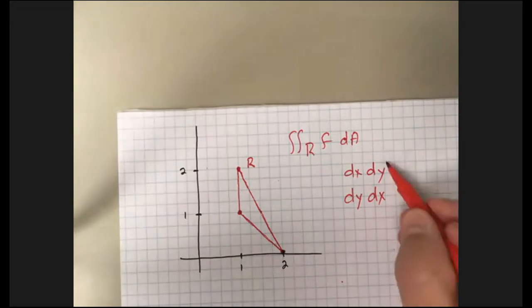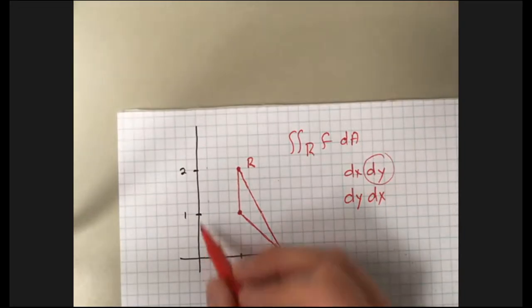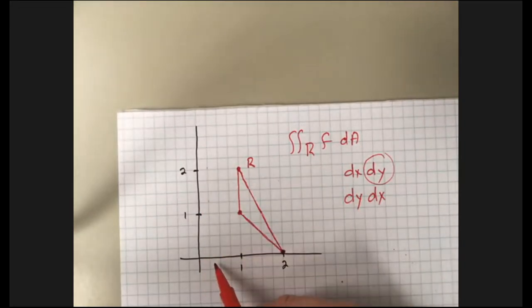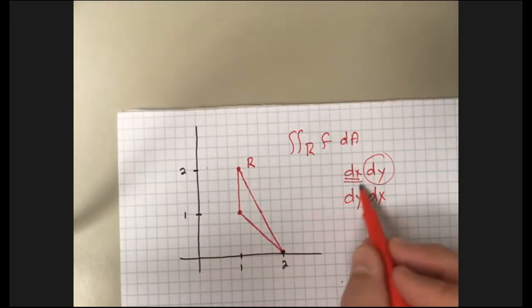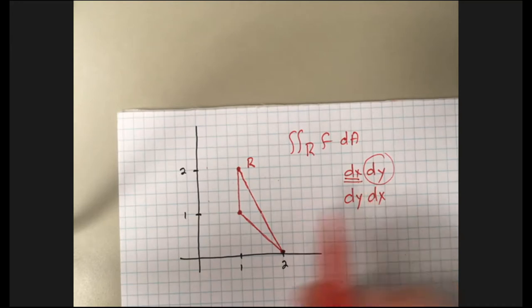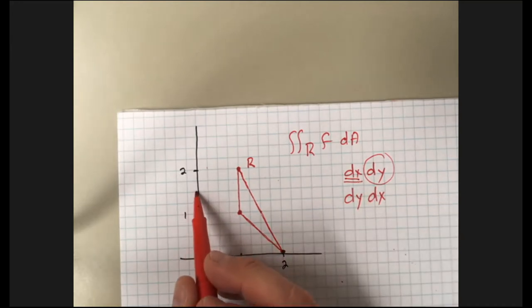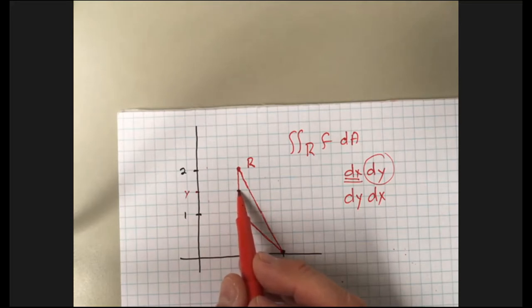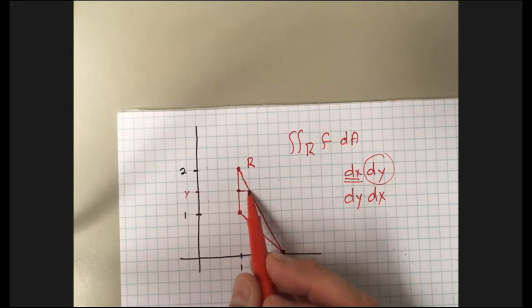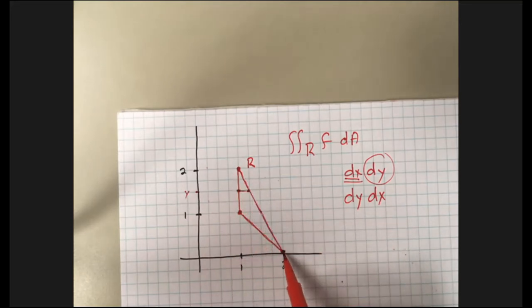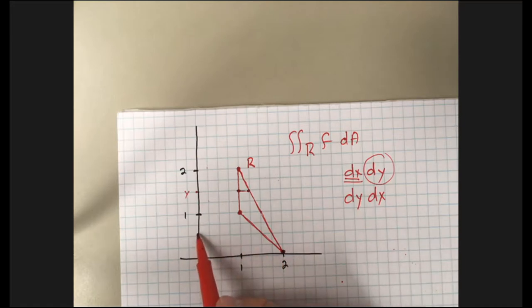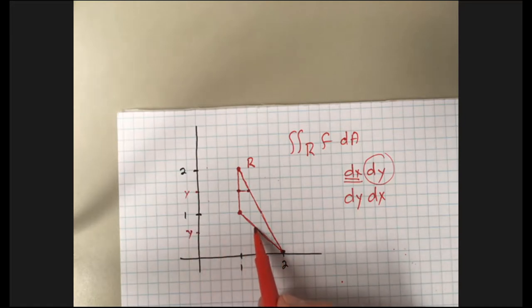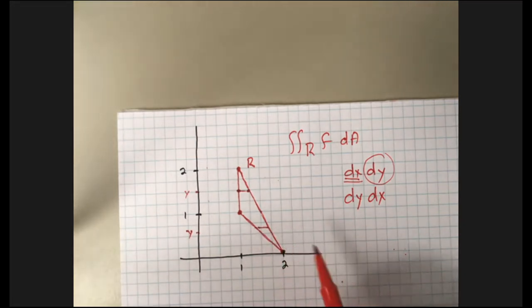I can easily describe the y limits from 0 to 2, but then what do I have to do to describe the x units? Sometimes when I pick a y value between 0 and 2, I enter the region on the vertical line and I exit on this steep line. But sometimes when I pick a y between 0 and 2, I enter on this line of slope minus 1 and I exit on this line of slope minus 2.